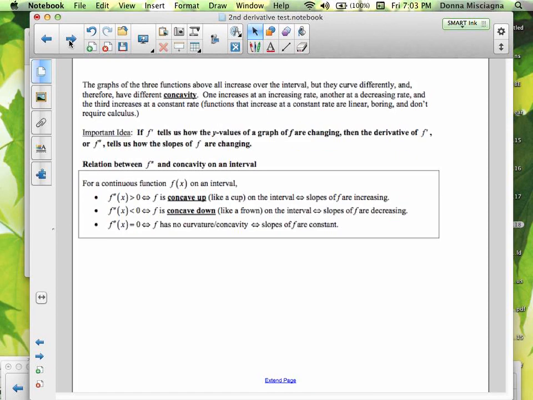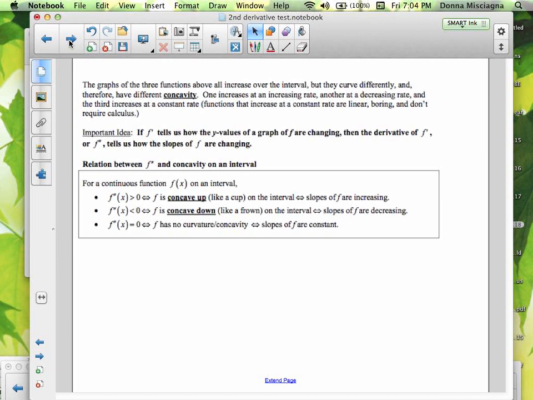So the graphs of all the functions, well, they were on the other slide, increase over the interval, but they curve differently and therefore have different concavity. One increases at an increasing rate, another at a decreasing rate, and the third increases at a constant rate. And functions that increase at a constant rate are linear, boring, and really don't require calculus. So important idea: if the derivative tells us how the y values of the graph of f are changing, then the derivative of f prime of x, the second derivative, tells us how the slopes of f are changing.